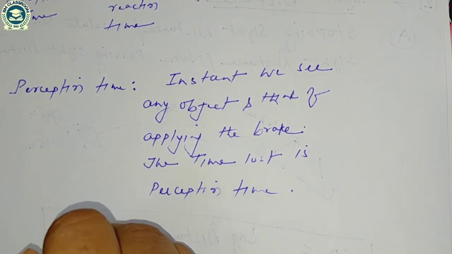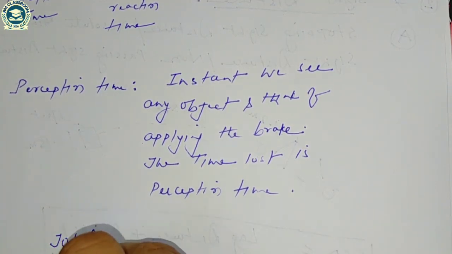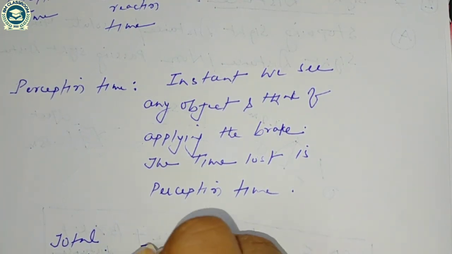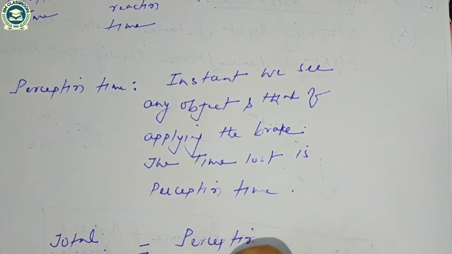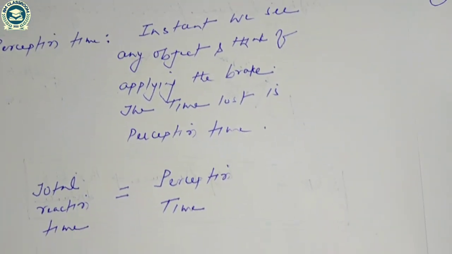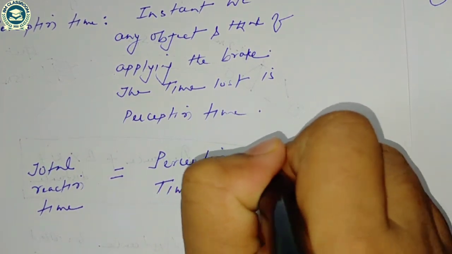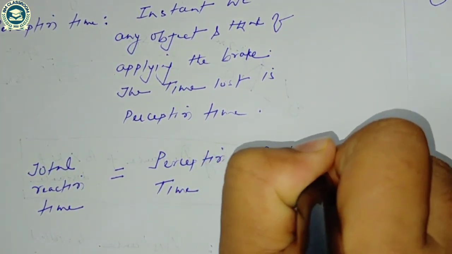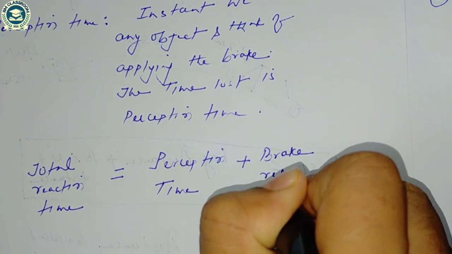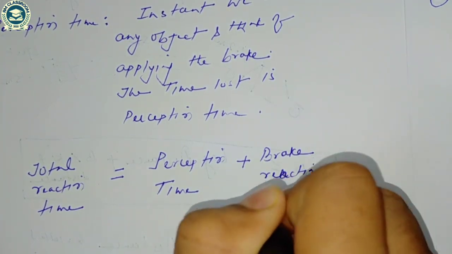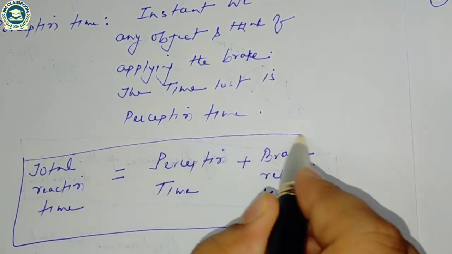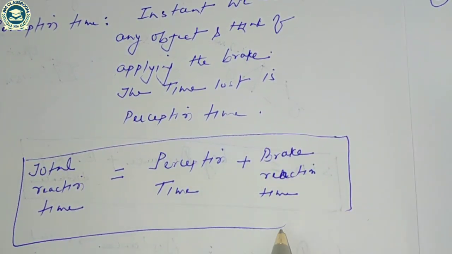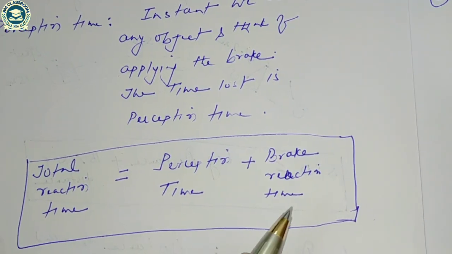And as I told you, total reaction time is the sum of perception time plus brake reaction time, and the sum of this time is generally taken as 2.5 seconds.